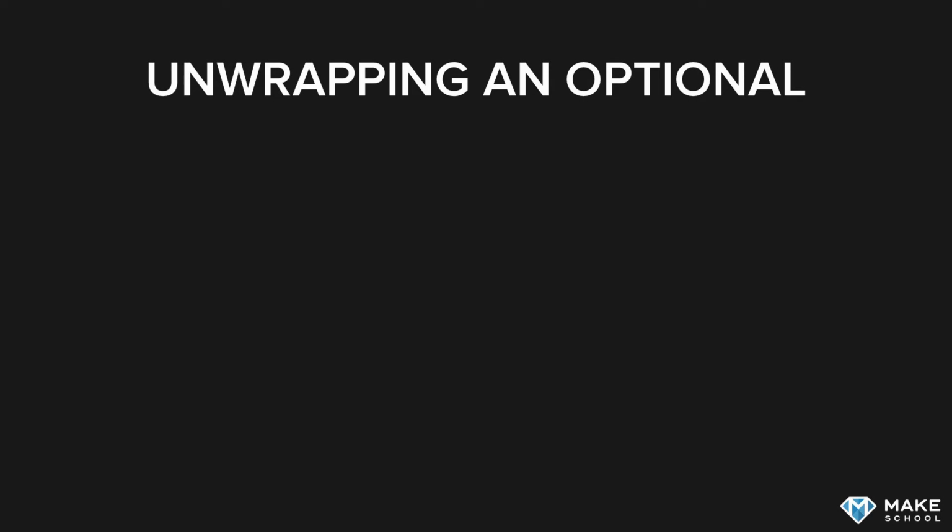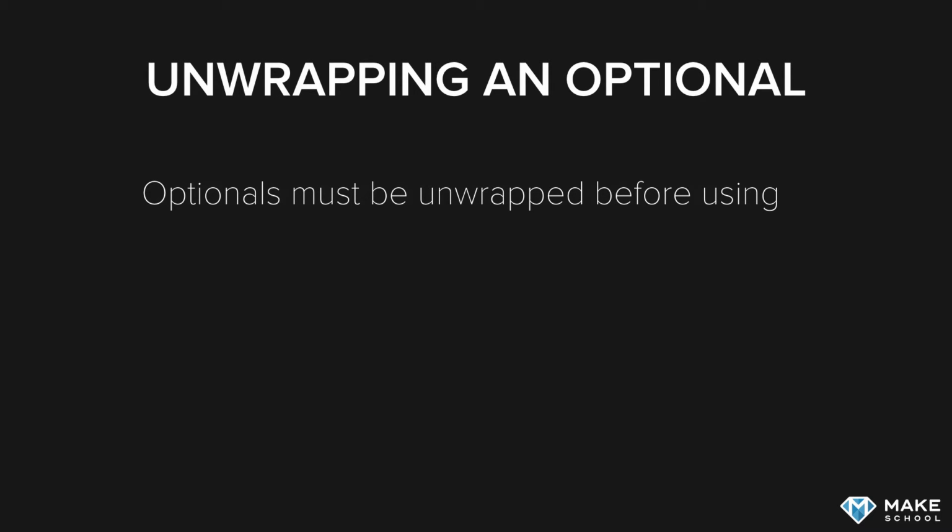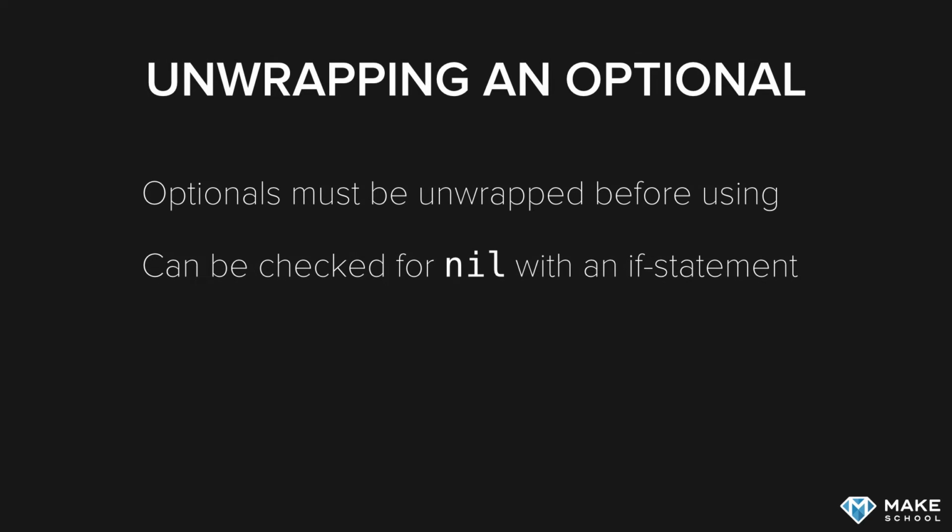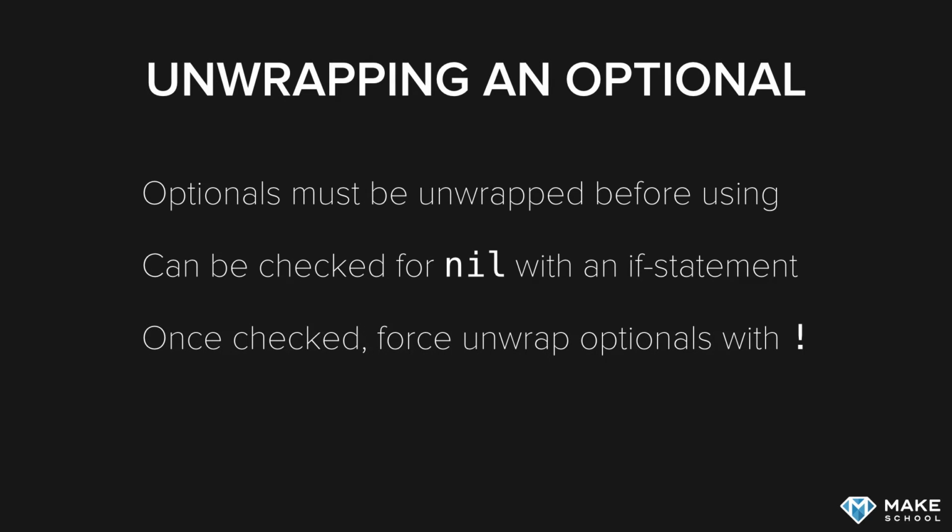So how do we actually use optional variables? Before we actually use them, we have to do something called unwrapping the optional. So to do this, generally what we'll do is check if the optional variable contains nil with an if statement. If it doesn't contain nil, then it's safe for us to forcefully unwrap that optional. We forcefully unwrap optionals using an exclamation point or a bang, depending on what you want to call it.